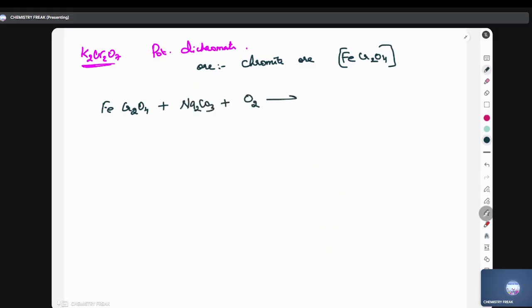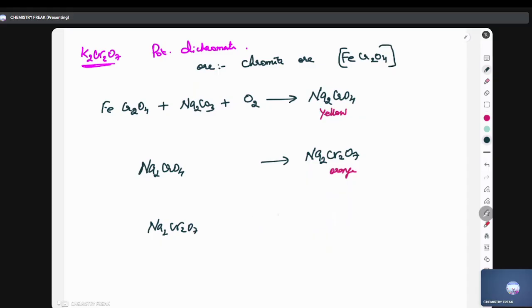Heated, so it reacts with oxygen in basic medium. What happens? This chromite ore is converted into sodium chromate. Sodium chromate is a yellow solution. Next step, this sodium chromate is converted into sodium dichromate. These are orange crystals. Finally, this sodium dichromate is converted into potassium dichromate. These are orange red crystals. That's all. This is the preparation chart.